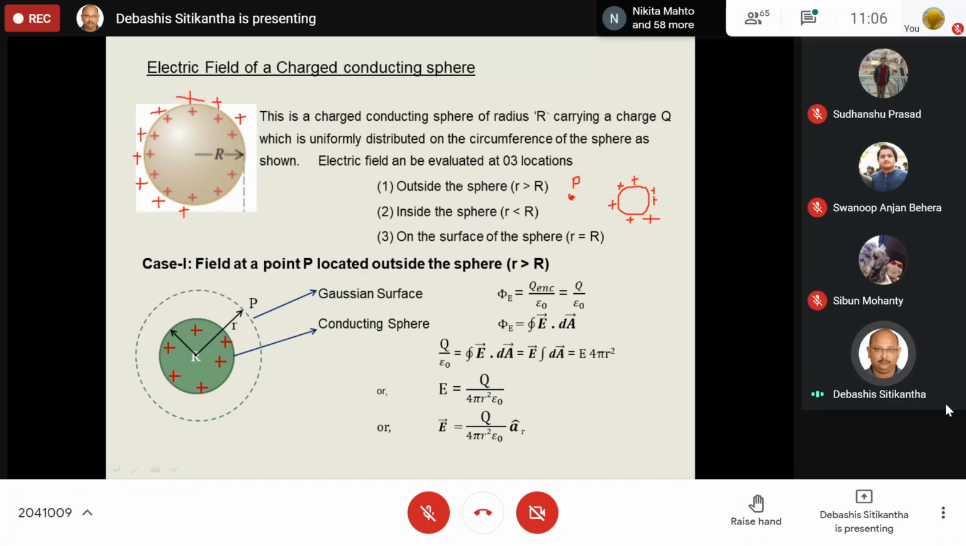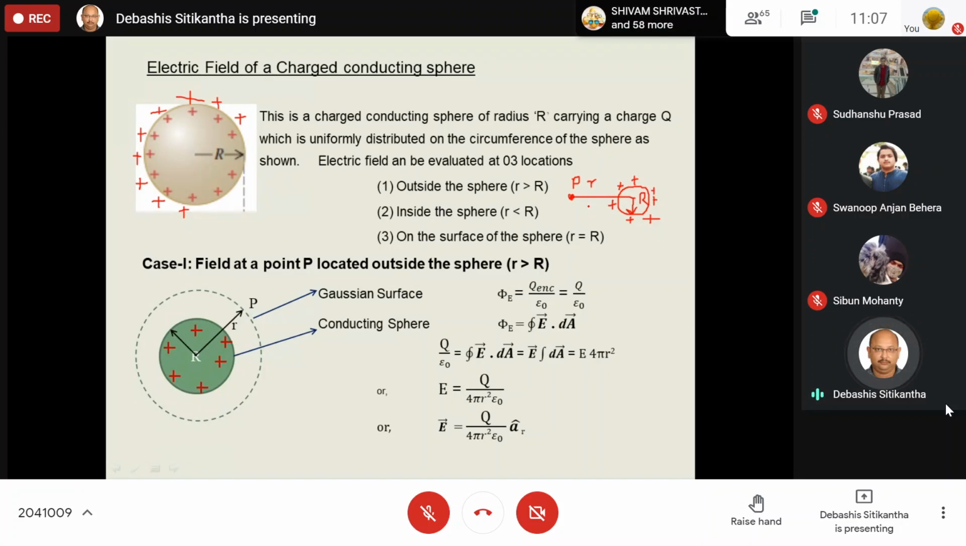Now we are supposed to find the electric field. There are three possibilities and three positions where we need to evaluate the electric field. The first one is outside the sphere, and in this case, let us say I am having a point P over here, which is located at a distance of r, small r, from the center of the conducting sphere. Now, please remember that this conducting sphere is itself having a radius of capital R. Obviously, since it is outside the sphere, naturally your r will be greater than R. So, we'll consider this to be case 1.